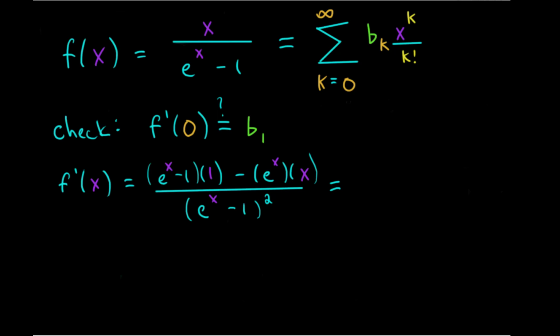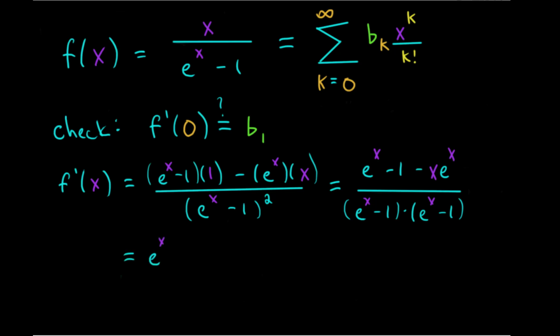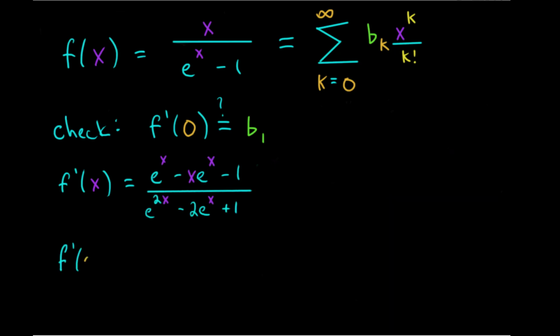And that equals e to the x minus 1 minus x times e to the x all over e to the x minus 1 times e to the x minus 1. And now that equals, simplifying the denominator, e to the x minus x times e to the x minus 1 all over e to the 2x minus 2 times e to the x plus 1. Now when we plug in 0 for x, we get that f prime of 0 equals e to the 0 minus 0 times e to the 0 minus 1 all over e to the 2 times 0 minus 2 times e to the 0 plus 1.